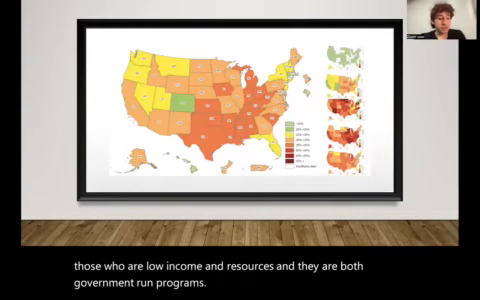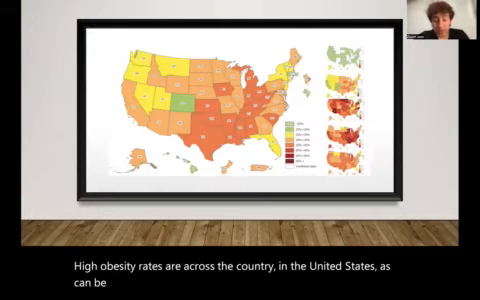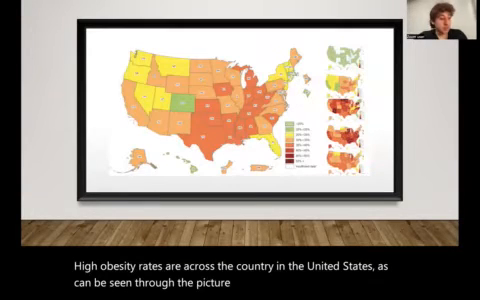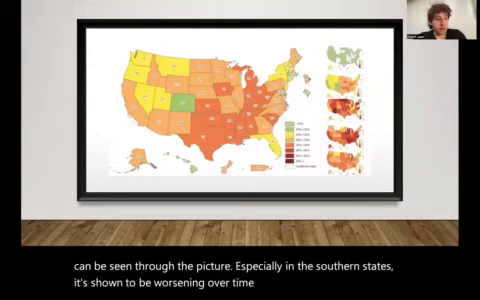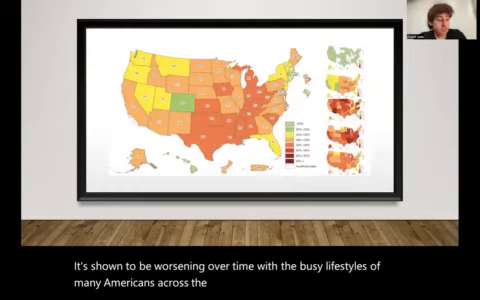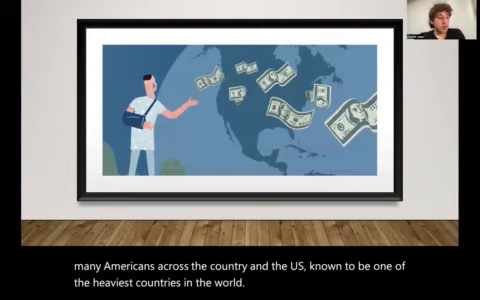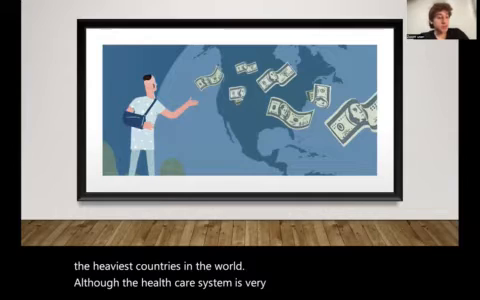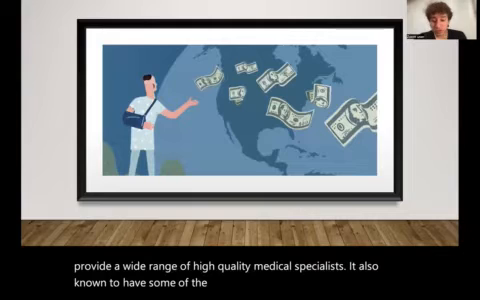High obesity rates are across the country in the United States, as can be seen through the picture, especially in the southern states. It's shown to be worsening over time with the busy lifestyles of many Americans, and the US is known to be one of the heaviest countries in the world. Although the healthcare system is very expensive in the US, it does provide a wide range of high quality medical specialists. It is also known to have some of the best research institutions in the world.